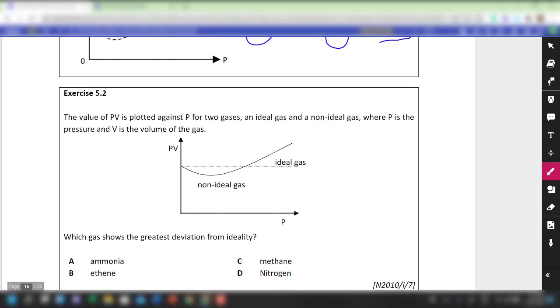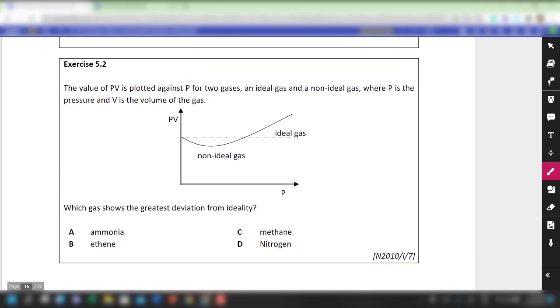Moving on to exercise 5.2. We have the value of PV plotted against P for two gases, an ideal gas and a non-ideal gas, where P is the pressure and V is the volume of the gases. Again, it's quite standard. The non-ideal gas definitely deviates. The ideal gas will be horizontal and parallel to the x-axis. The question asks which gas shows the greatest deviation from ideality. Again, it's straightforward. You choose the one with the strongest intermolecular forces of attraction.